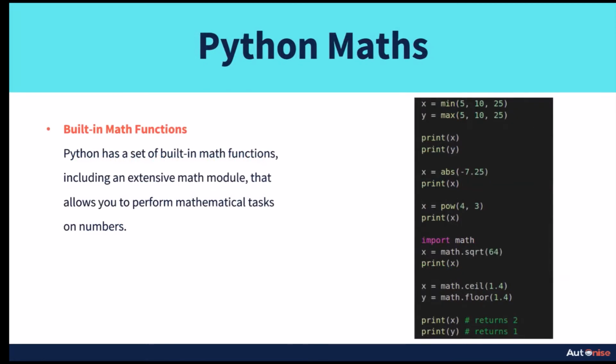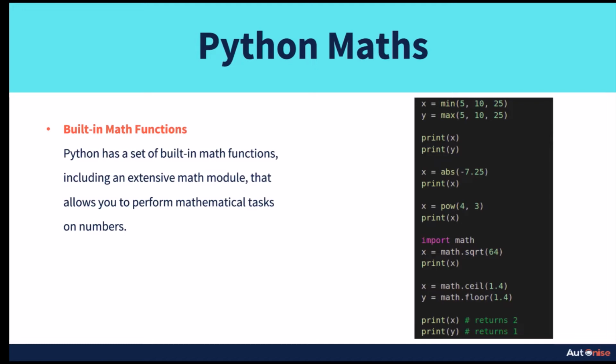Next, we have the built-in math library of Python. You can use this library to do a lot of commonly used math functions like the minimum of numbers, the maximum of numbers, or the absolute value of any number, or you can use a power function which gives you the power of any number with any other number.